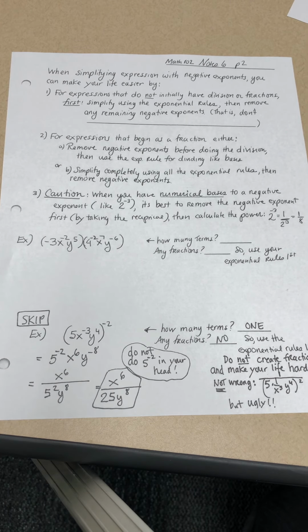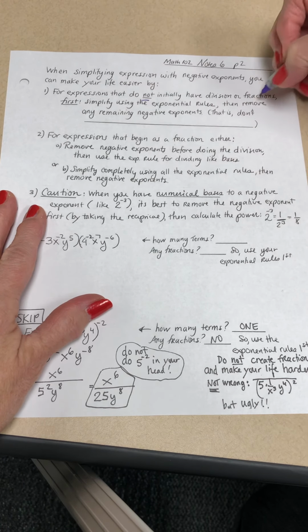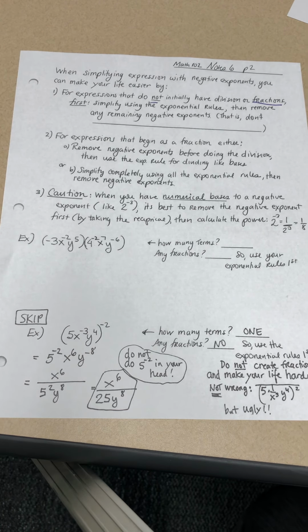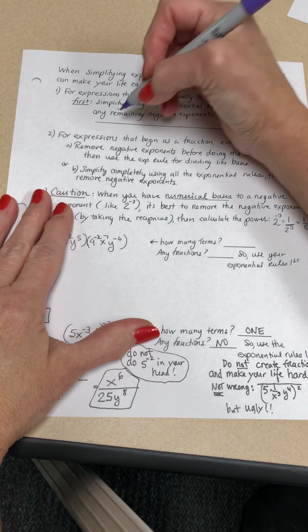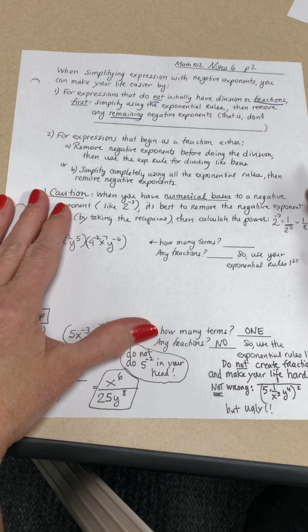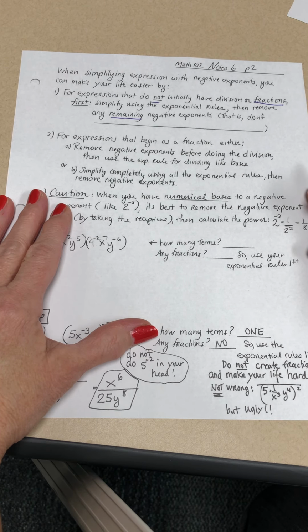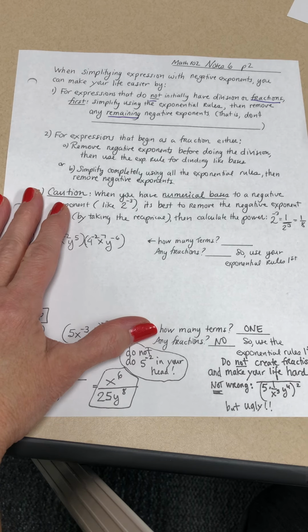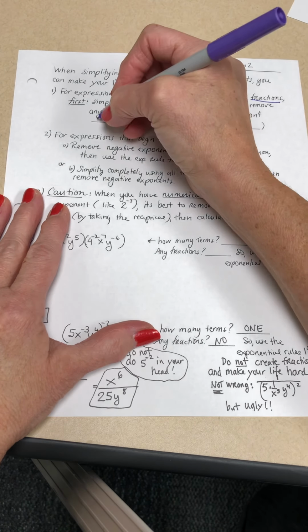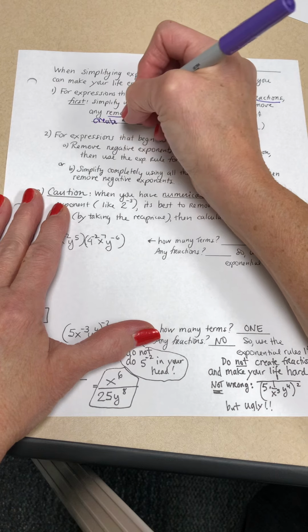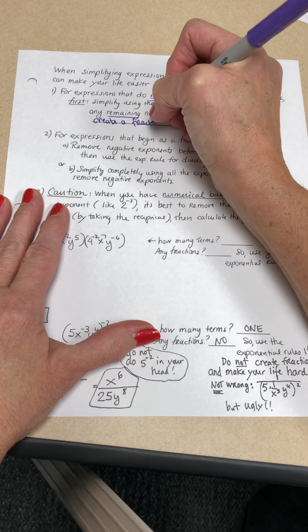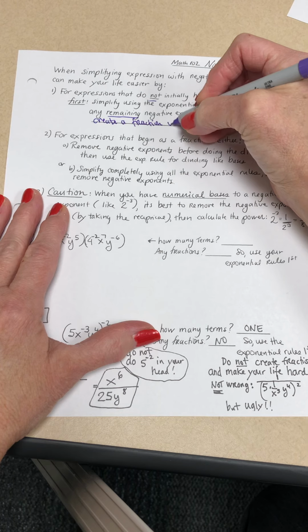First, for expressions that do not initially have any fractions, don't create fractions. First, you're going to simplify using the exponential rules. That will not create fractions. Then you'll remove any remaining negative exponents, if there are any. And at that point, you'll create a fraction. But basically, don't create a fraction until you have to.